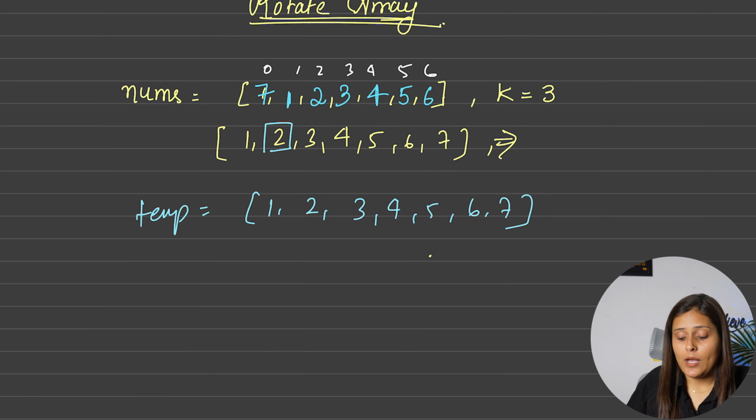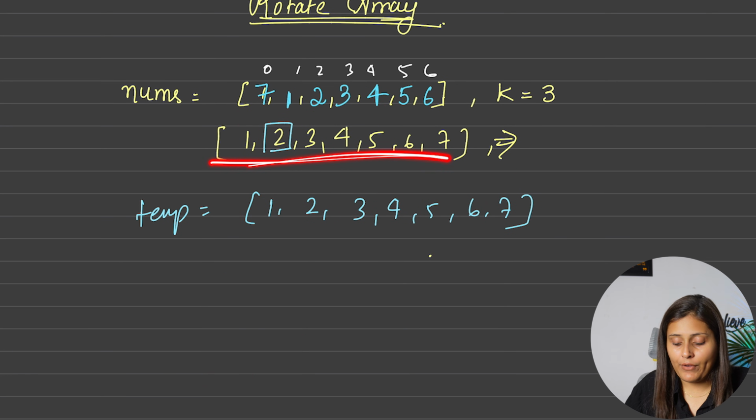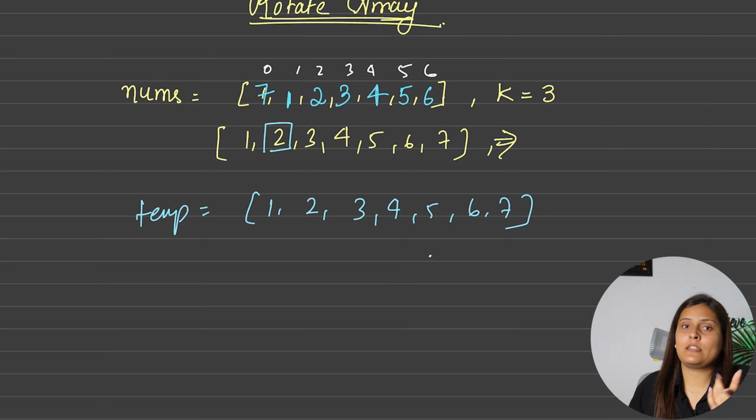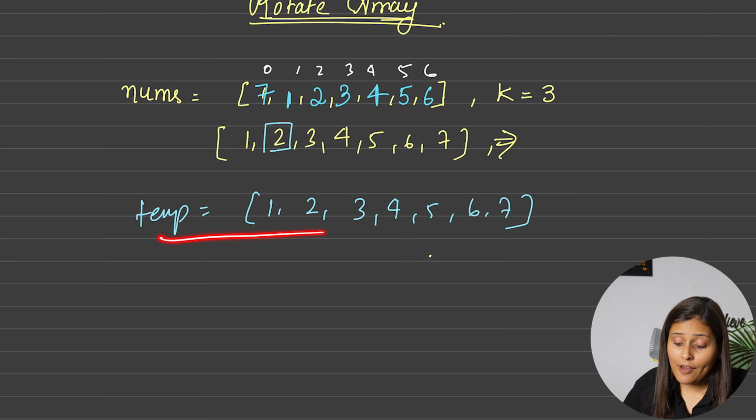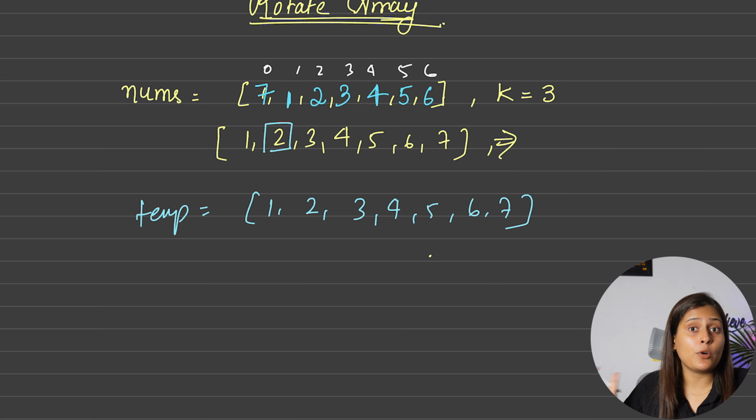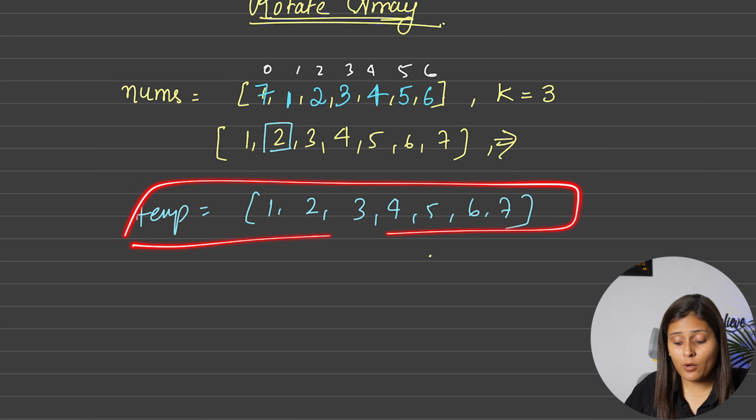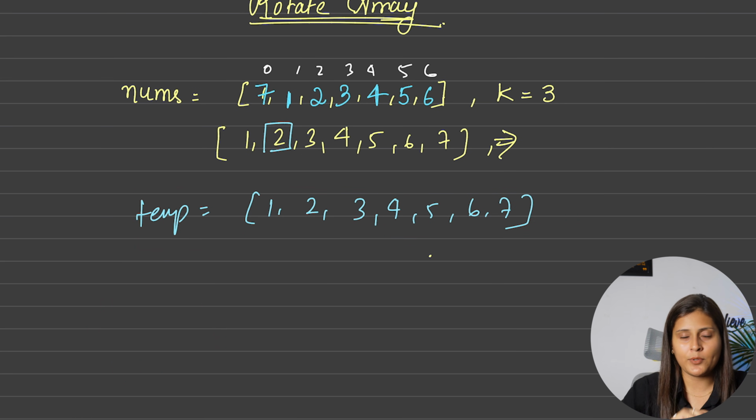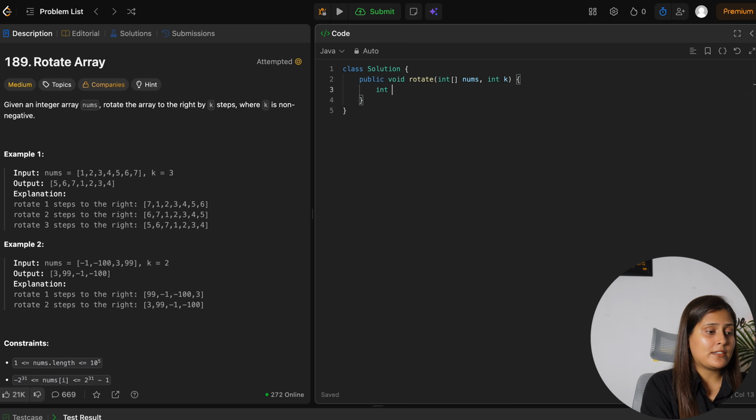So what will be the time complexity? O of n, but here the space complexity will also be O of n. Why? Because you have created a temporary array for yourself so that you don't need to modify the original array. So the time complexity along with the space complexity will be O of n here. So now let's code for this.